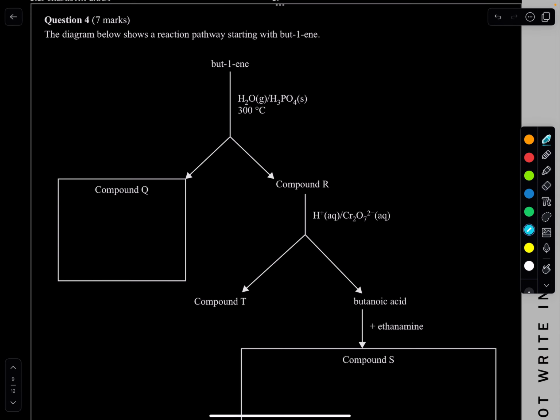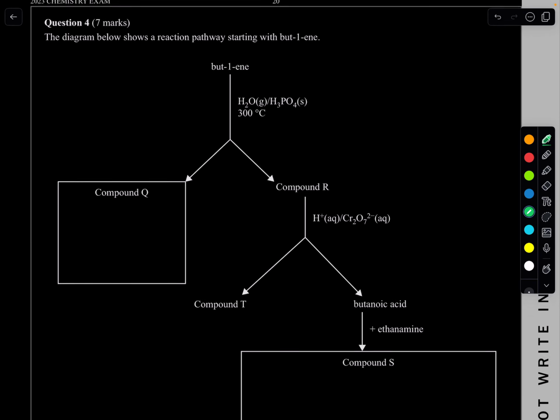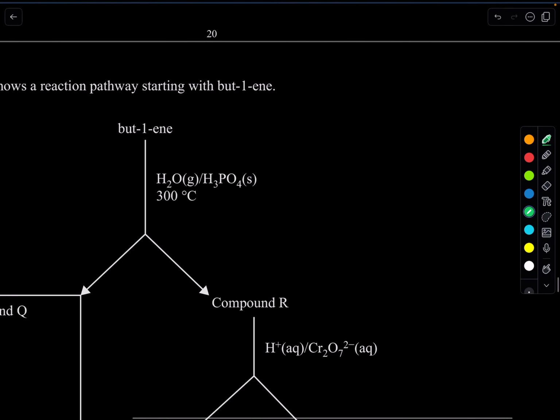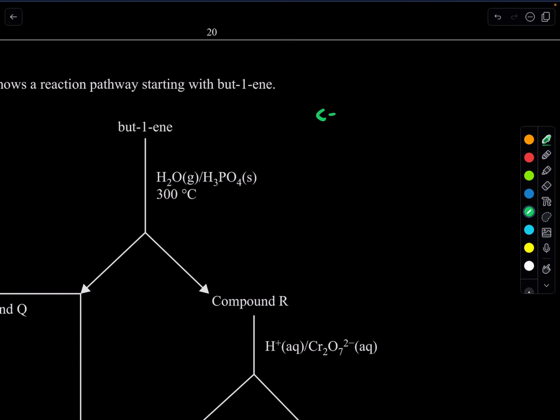Question 4. Let's have a try at this. Question 4 states, the diagram below shows the reaction pathway starting with butane 1-ene. So I'm going to just draw the structure. Whenever you're starting these questions, I've seen these questions, these are like your synthesis. Always draw the structure. So butane 1-ene, so C, at 1, there's going to be a double bond here. And yeah, this is what butane 1-ene looks like, with a hydrogen here.